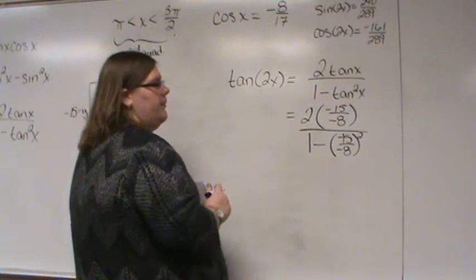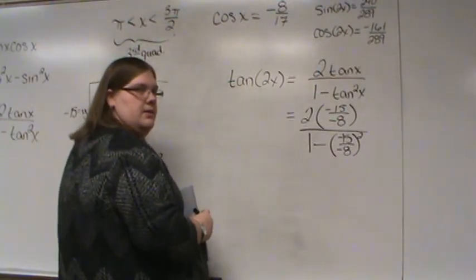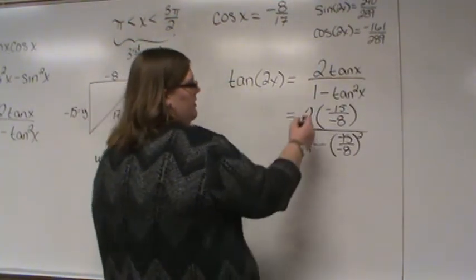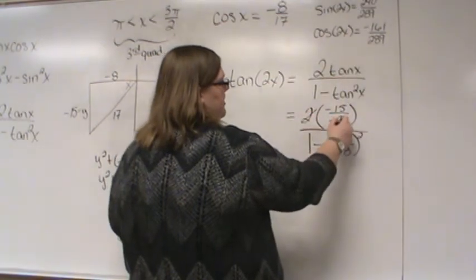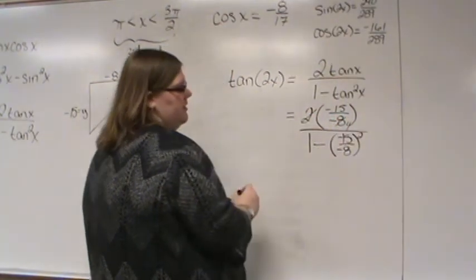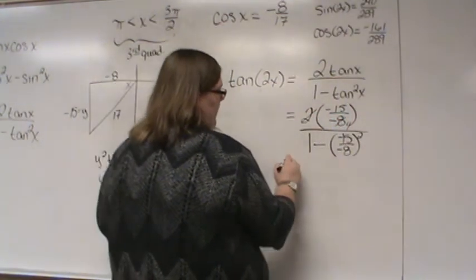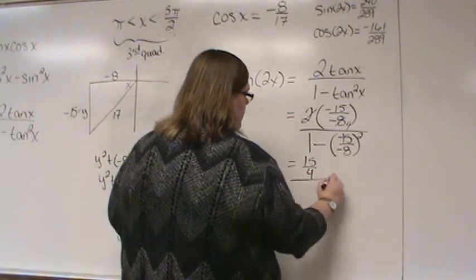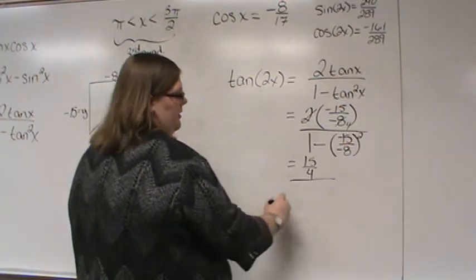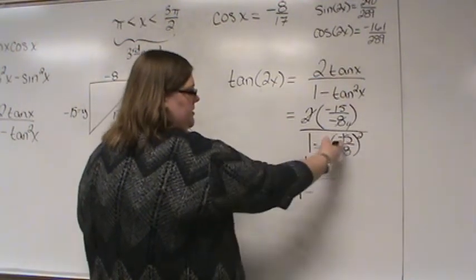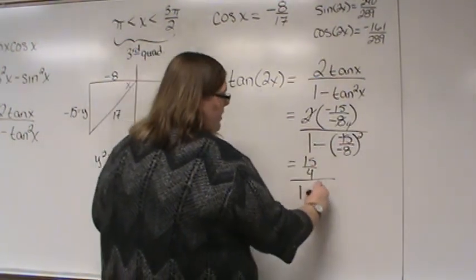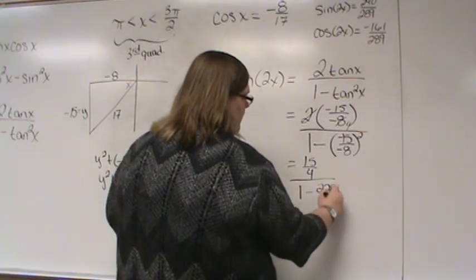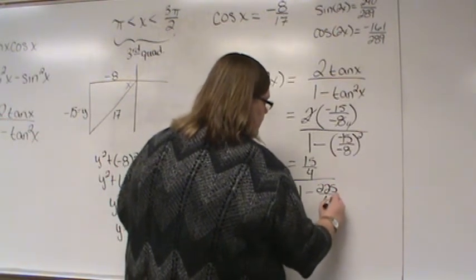So for the top, we can actually simplify that, right? Since we're multiplying stuff, the 2 goes into the 8 4 times. So we're actually going to end up on the top with 15 over 4. That's all over 1 minus, squaring that, you have 225 over 64.